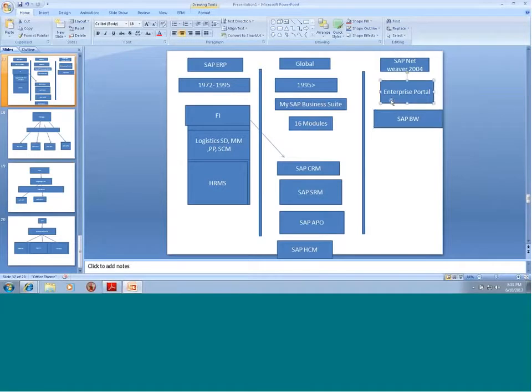So SAP BW is tightly integrated with Enterprise Portal, making reporting available through web browser, knowledge management, all this information of SAP BW. Because if you look at it, the kind of data that is in the SAP BW system makes it more relevant to be connected to an Enterprise Portal kind of application. So in the year 2004 and forward, SAP BW moved out of the My SAP Business Suite applications to a NetWeaver architecture.